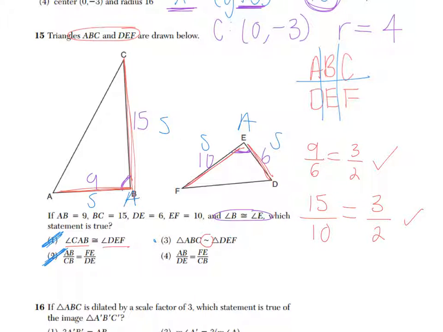If we check the last one, it says AB would match with FE. Well, AB, again, doesn't match with FE. Let's check the bottom to make sure. DE doesn't match with CB. And notice that they switched the order there on us. So choice 4 does not work. Oh, that was meant to be my pen. Hold on. Choice 4 does not work, meaning we are left with an answer choice of choice 3.